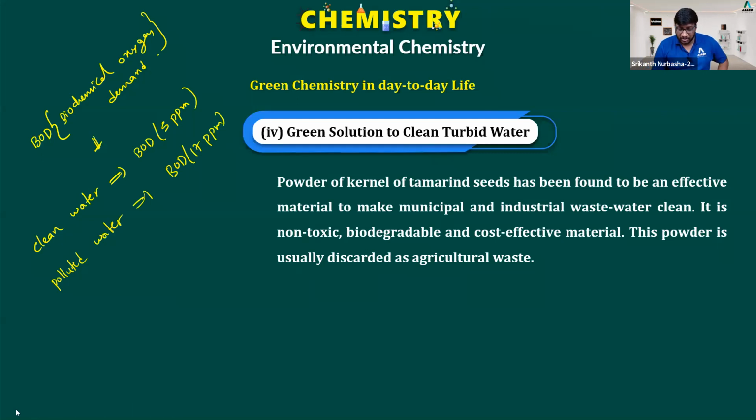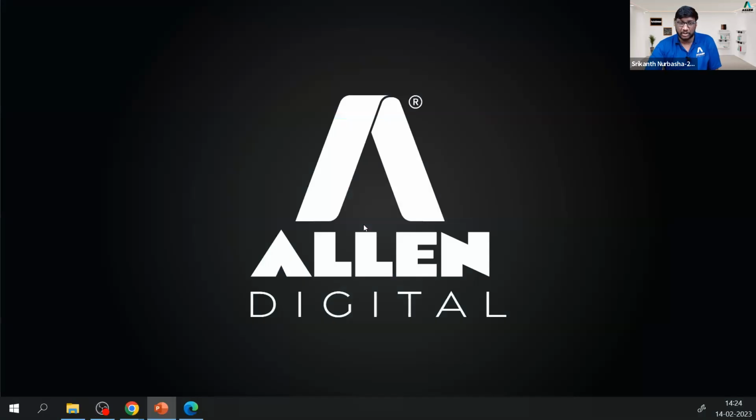So environmental chemistry is all about how the environment is actually disturbed and how we can save it by different ways. So this is all about your environmental chemistry. Let us start our discussion with the next chapter named electrochemistry.